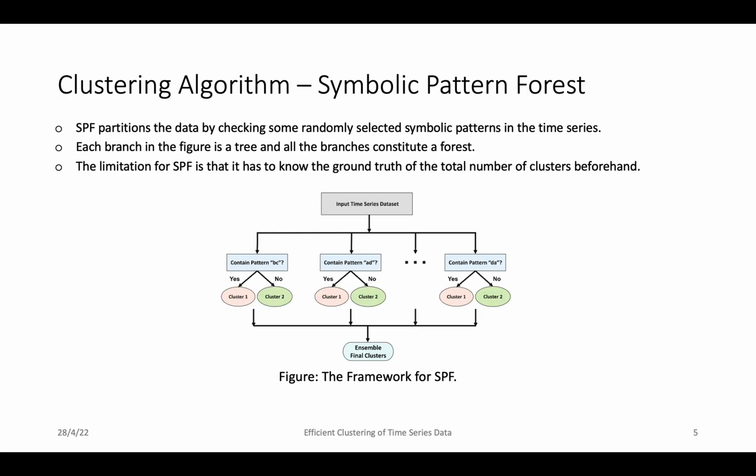Now how this works is that it converts every single time series into a series of words, and then it looks for randomly selected patterns out of those, and it generates multiple trees like this one in the SPF framework. This here is one tree. Now it asks for a pattern like BC. If the time series contains it, then it will go to one cluster. If it doesn't, then it will go to another cluster, and there will be several trees like this one, and all of them form an ensemble to finally generate the final clusters.